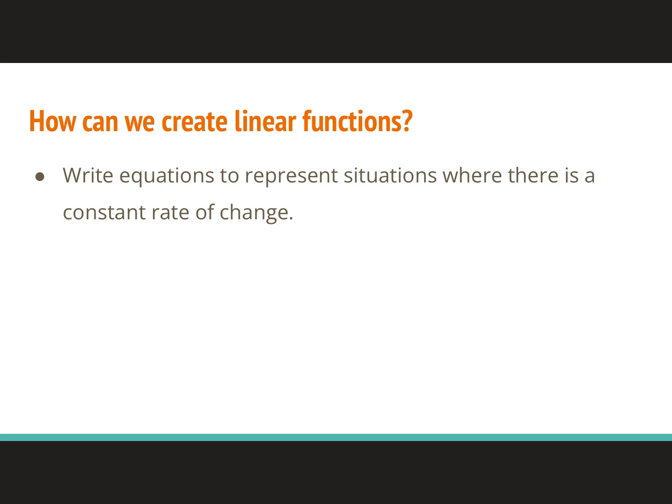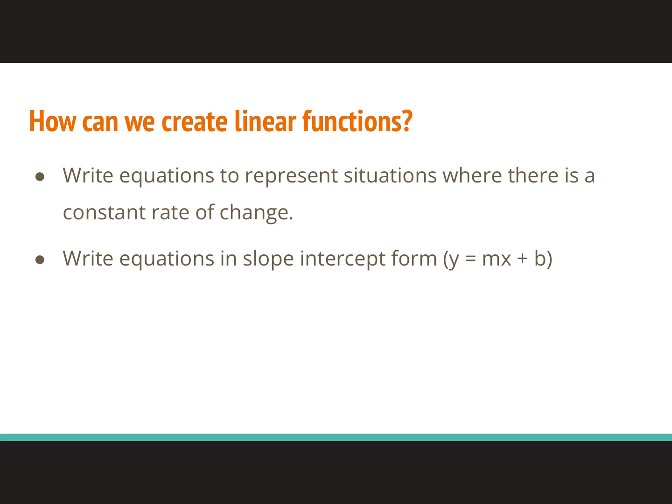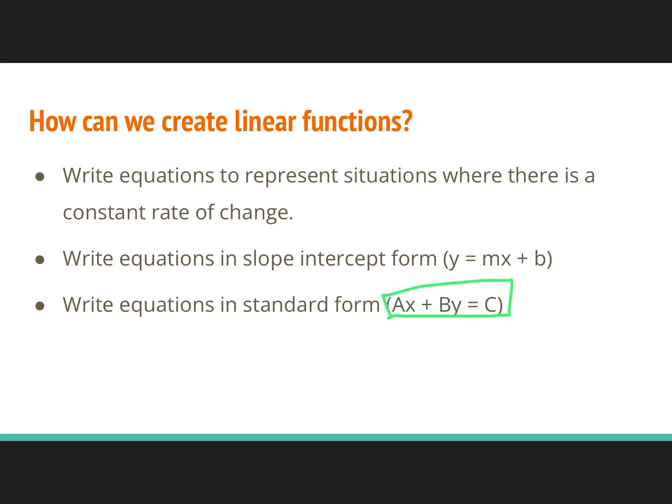So how can we create linear functions? First, we write equations to represent situations where there is a constant rate of change. So we can write an equation to represent that constant rate of change. We can write them in slope-intercept form, that is y equals mx plus b. Or we can write them in standard form, something like ax plus by equals c, where a, b, and c are all different integers.